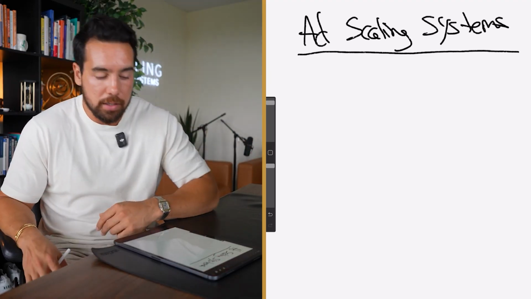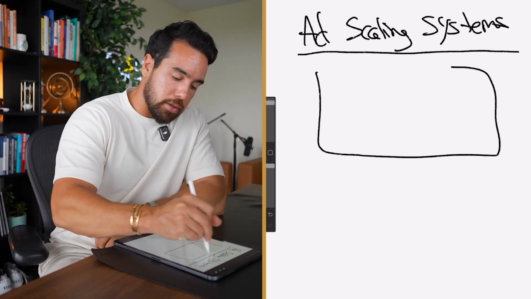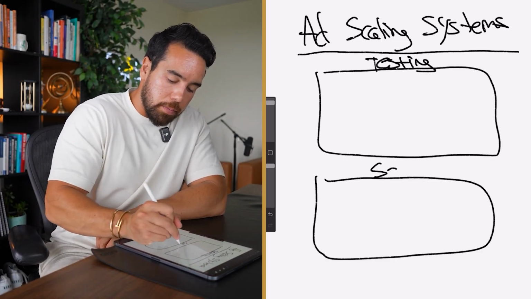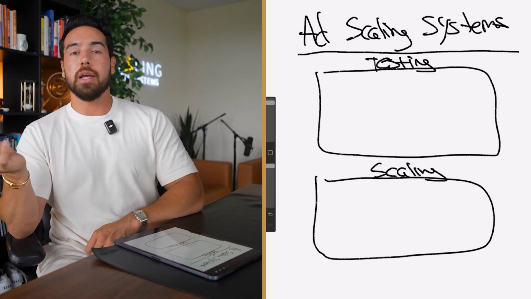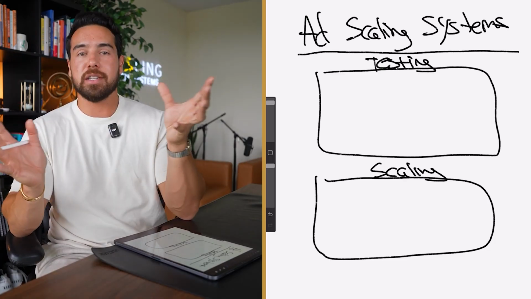So what should an ad scaling system look like? Well, in my opinion, there really should be two main sections, right? The first section is going to be testing, and the second section is going to be scaling. Because if you think about it, that's the bottom line of ads. That's all you're doing is testing and scaling. If you're doing anything other than testing and scaling, you're wasting your time, okay?